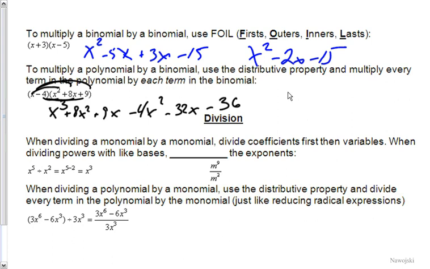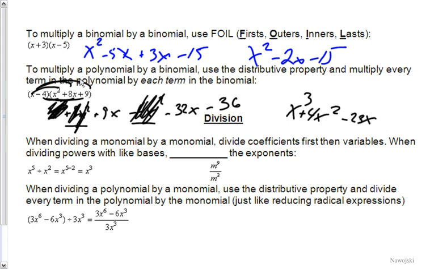CLT, I will say, also known as combine like terms. You get x cubed, because that's that there. These two combine to give you plus 4x squared. So I took care of those. 9x and negative 32x is going to be negative 23x. And I'm left with just negative 36. And we're all set there.